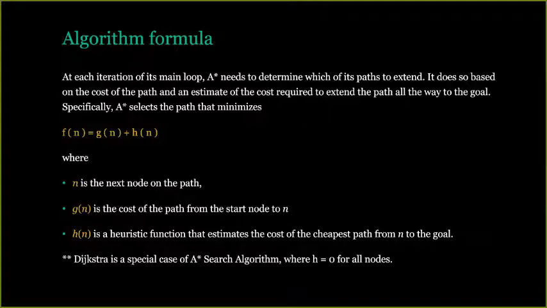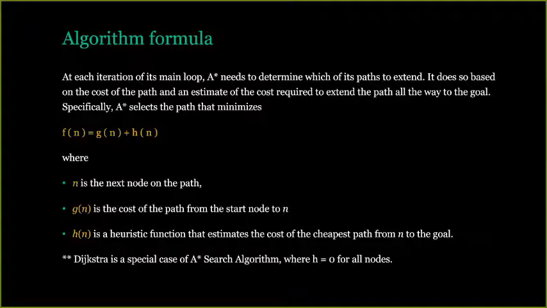So at each iteration of its main loop, A-star needs to determine which of its paths to extend, meaning determining the next node it can travel to. It does so based on the cost of the path and an estimate of the cost required to extend the path all the way to the goal. So basically what you are estimating is the cost of the path from the current node to the next node, plus the cost of traveling from the chosen node to the goal one.